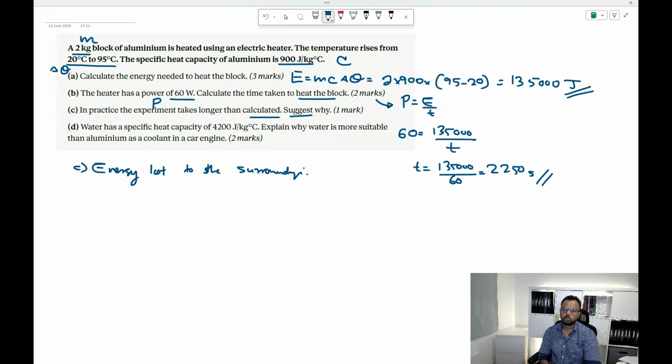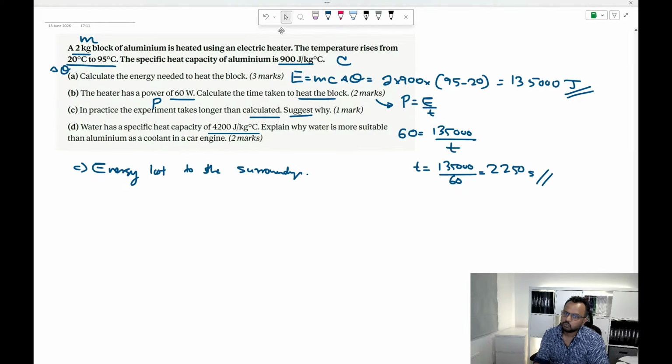So the total amount of energy supplied will not be absorbed by the aluminium block. Therefore, it will take more than that. Water has a specific heat capacity of 4,200 joules per kilogram degree Celsius. Explain why water is more suitable than aluminium as a coolant in a car engine.